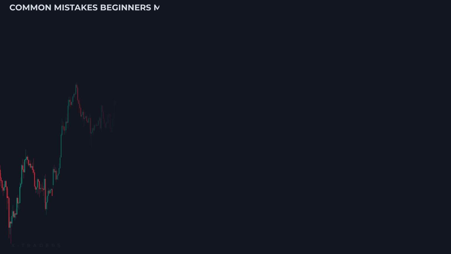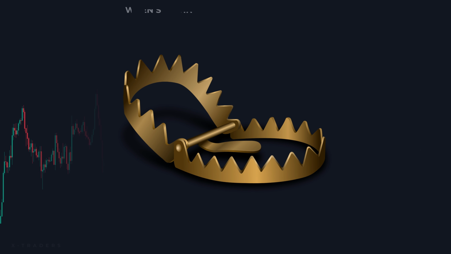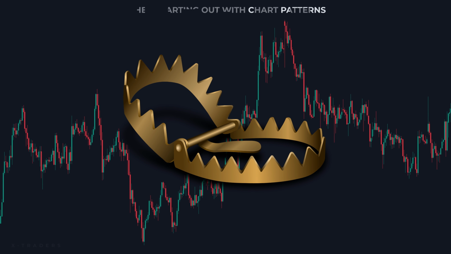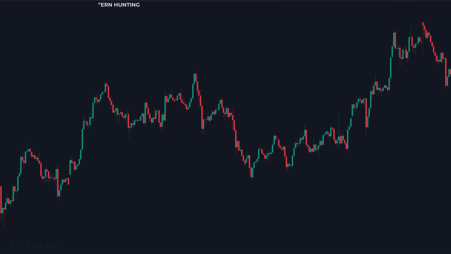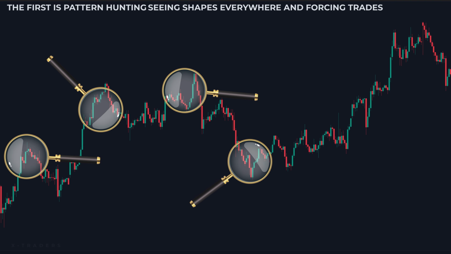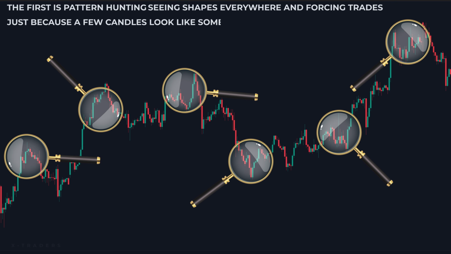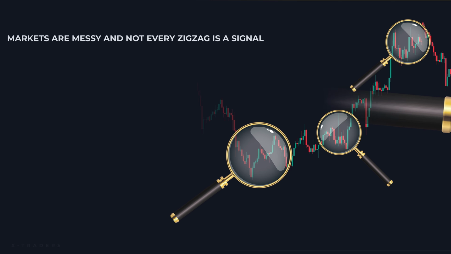Common mistakes beginners make. Most traders fall into the same traps when starting out with chart patterns, and knowing these ahead of time can save you from costly lessons. The first is pattern hunting, seeing shapes everywhere and forcing trades just because a few candles look like something out of a textbook. Markets are messy, and not every zigzag is a signal.